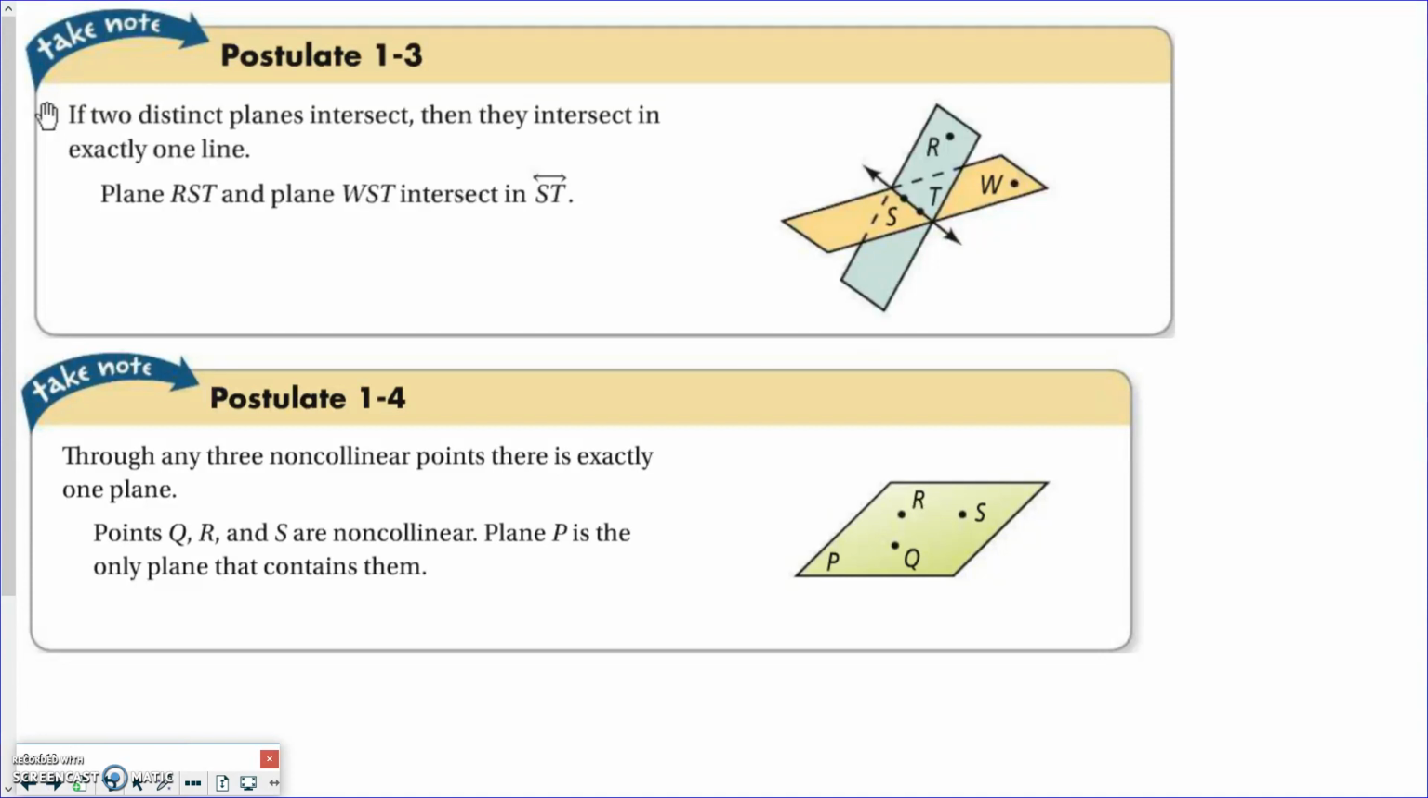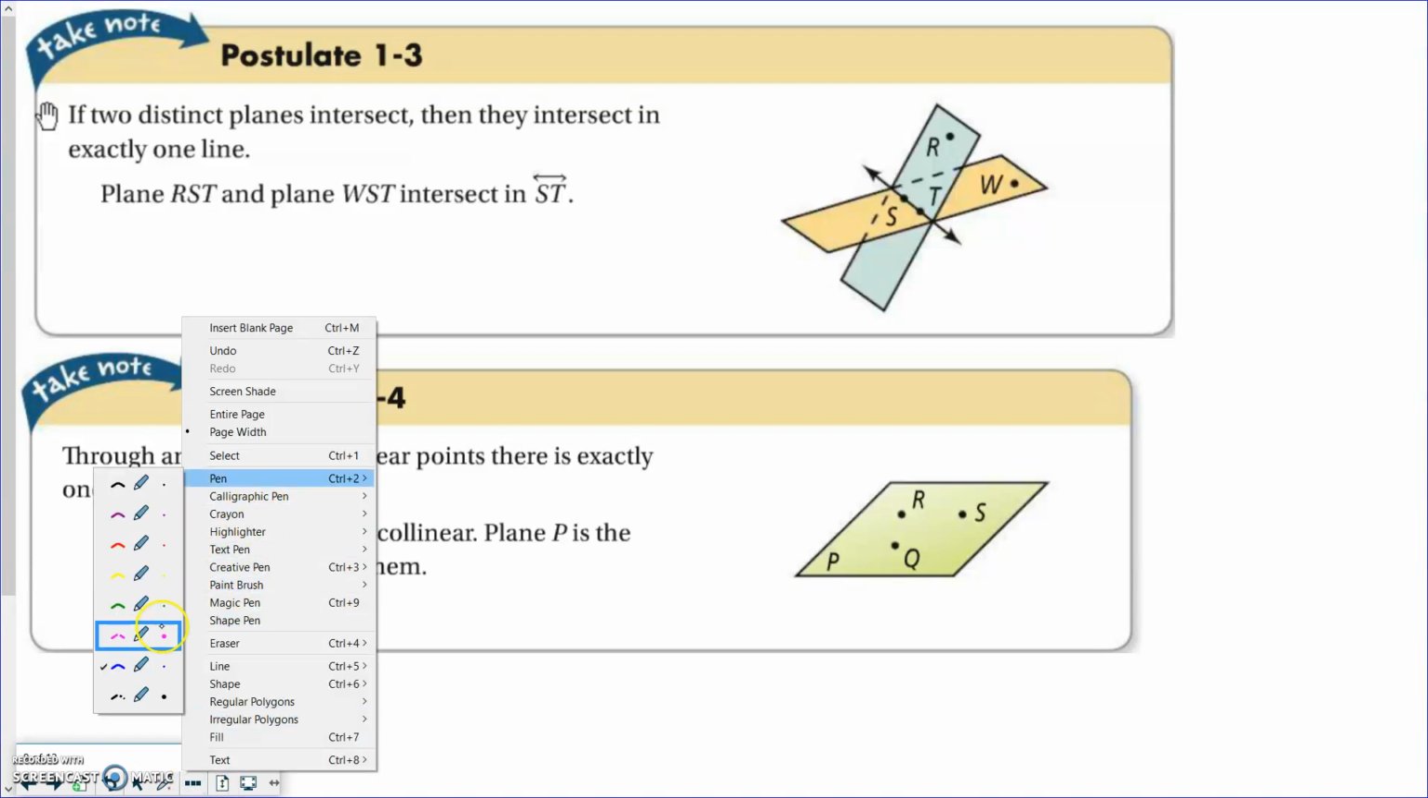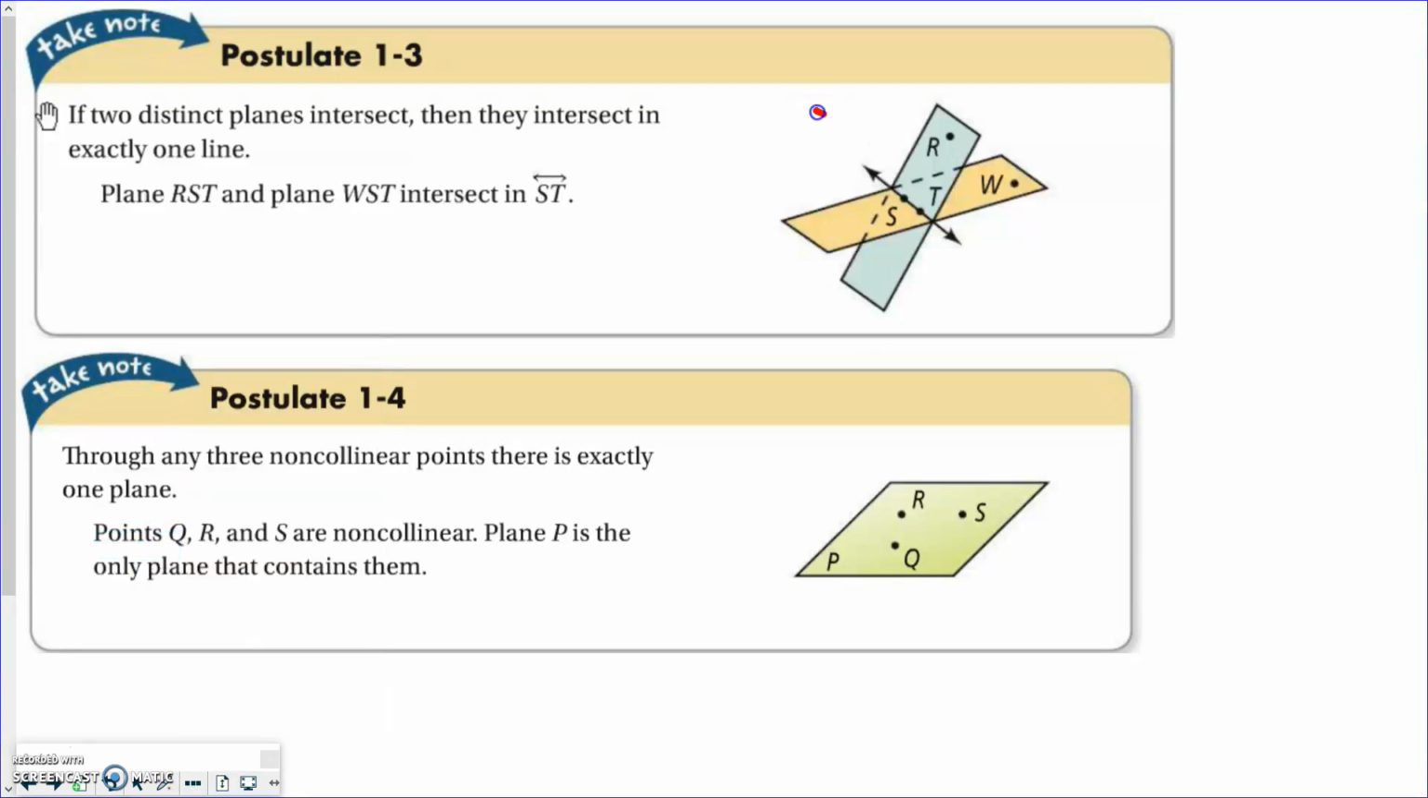If two distinct planes intersect, then they intersect in exactly one line. So here you have two planes. Okay, they essentially just look like two rectangles, and where they intersect is at a line.